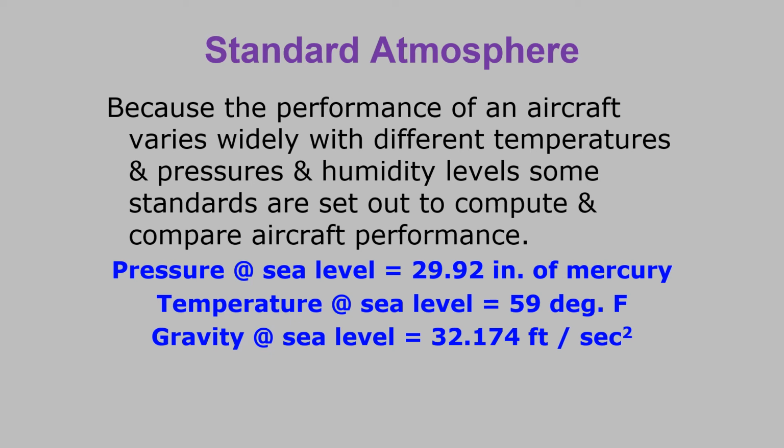Because the performance of an aircraft varies widely with different temperatures and pressures and humidity levels, some standards are set to compute and compare aircraft performance. Standard atmospheric pressure at sea level is 29.92 inches of mercury. Standard temperature at sea level is 59 degrees Fahrenheit, and the standard gravity at sea level is 32.174 feet per second squared.